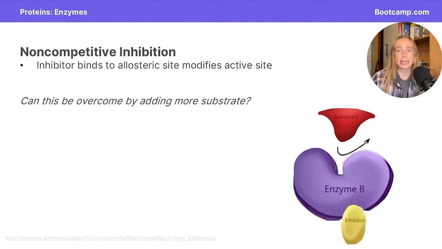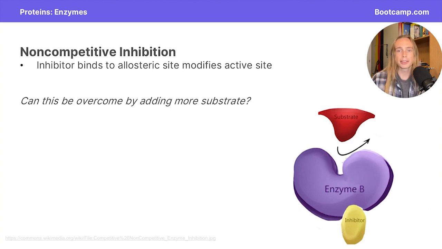Non-competitive inhibition then means the inhibitor is not going to be binding to the active site. The inhibitor instead is going to be binding to an allosteric site on an enzyme, which we see here. This allosteric site is just another site that isn't the active site on an enzyme. When an inhibitor binds to an allosteric site, notice that the shape of the active site changes. This change in shape means that the substrate is no longer able to bind with the active site.